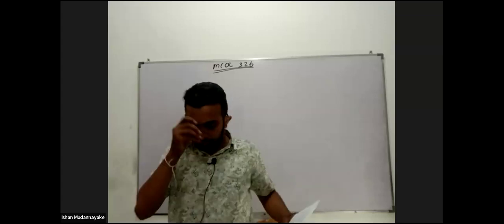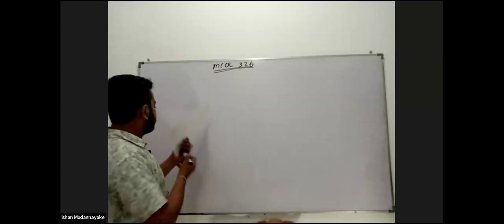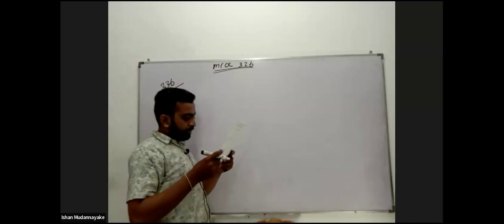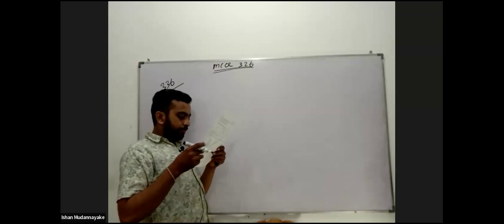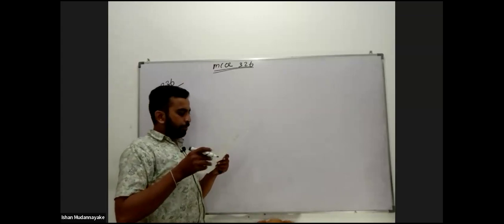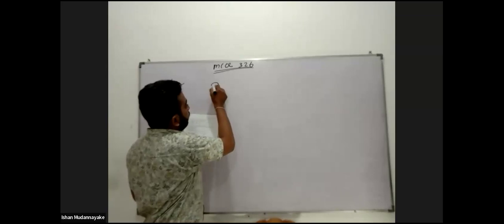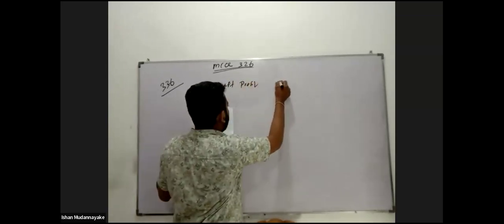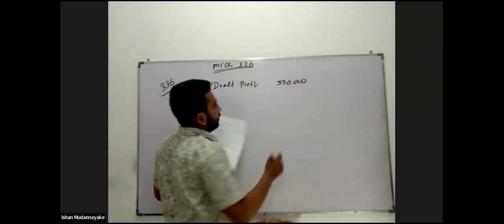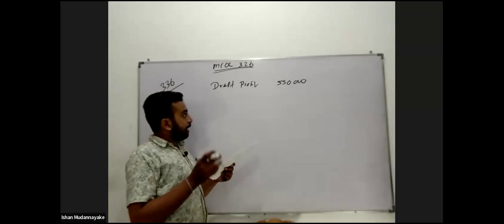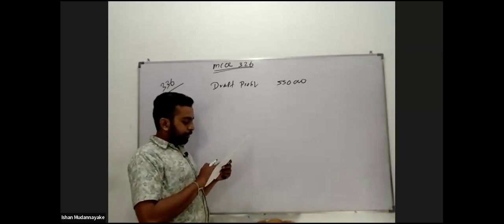What's the answer? 336. Right, 336. Profit earned by the entity as of 31st March 25 was 550,000. Draft profit 550,000. And then stock drawings of 10,000 was not accounted.